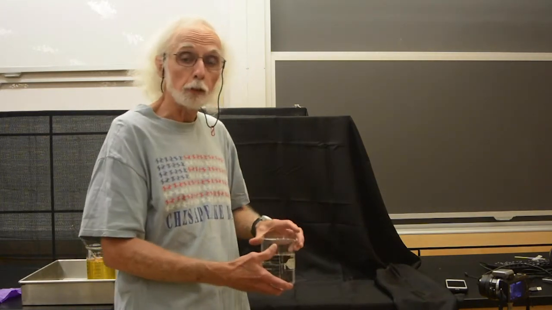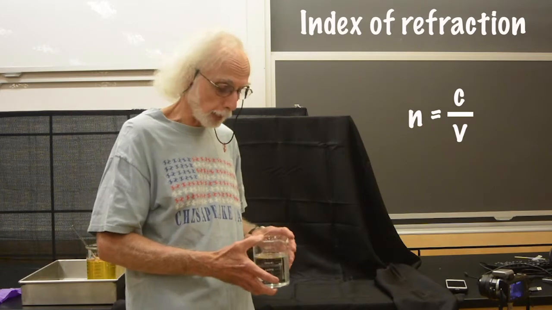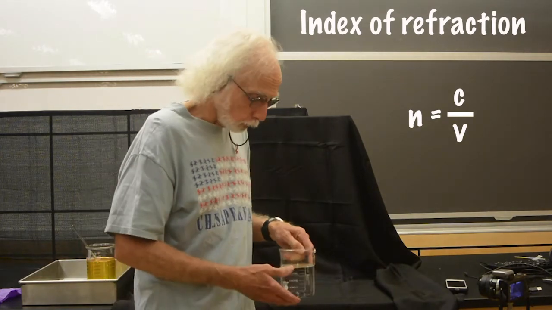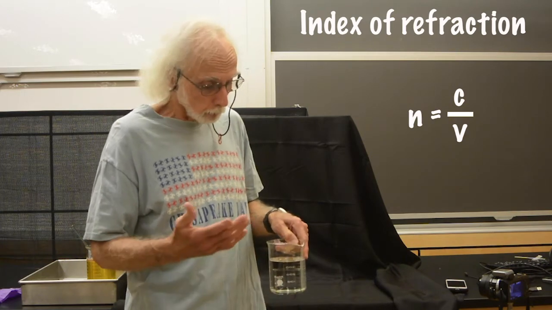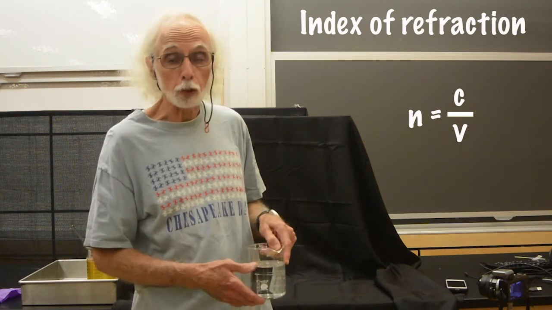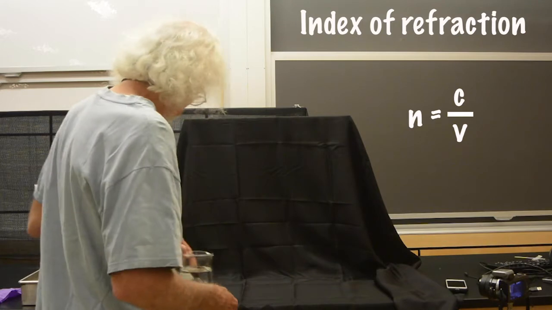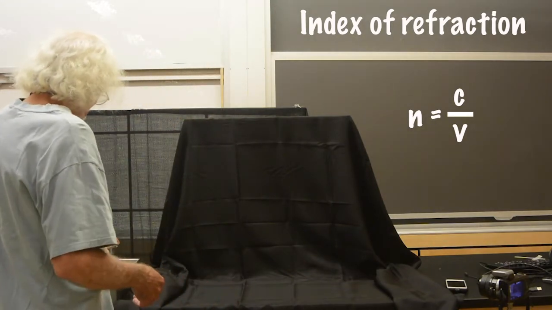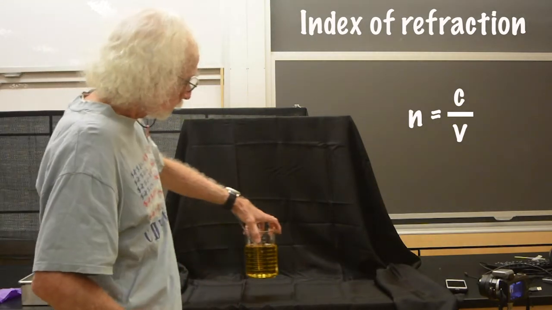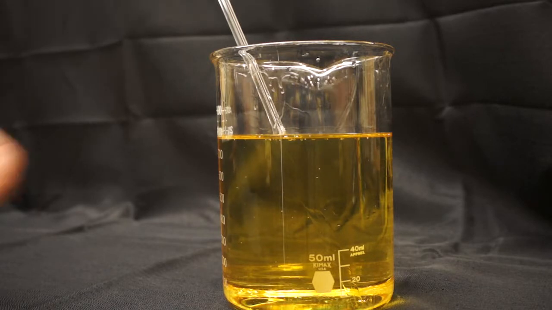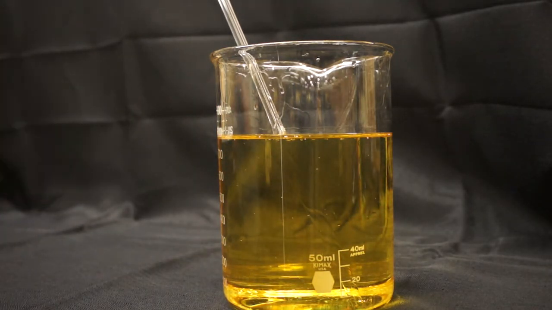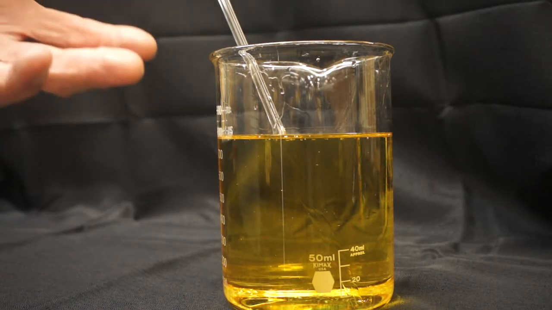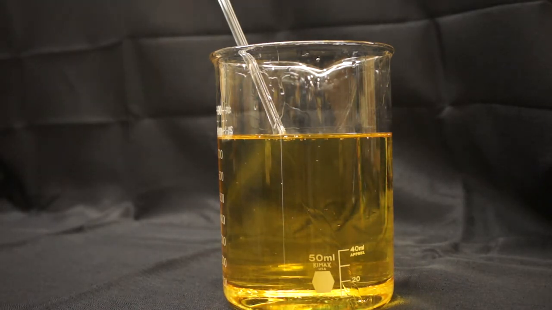We call that difference an index of refraction. So the index of refraction is a physical property. It's kind of like density, color, weight, etc. If we switch liquids, so here we've got a different material. This is corn oil. And quite clearly, as the light goes from the air into the corn oil, it distorts.